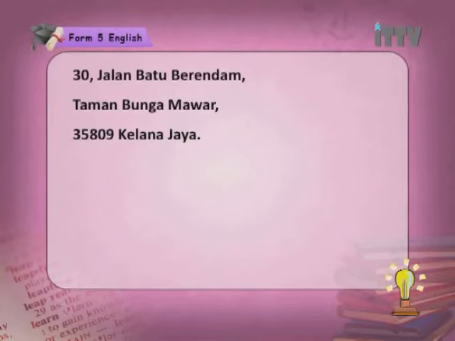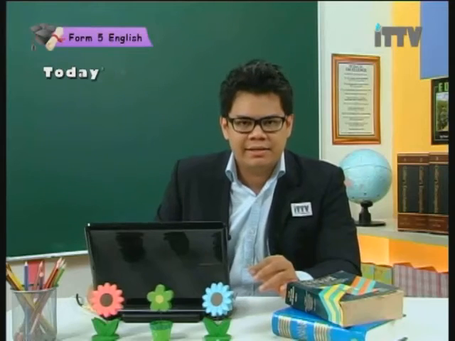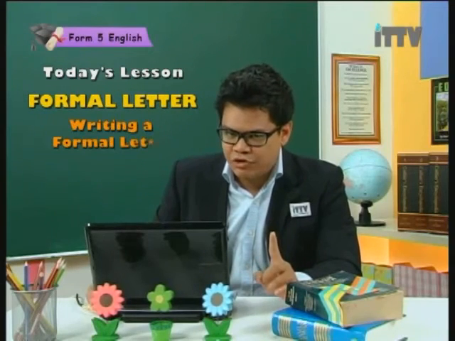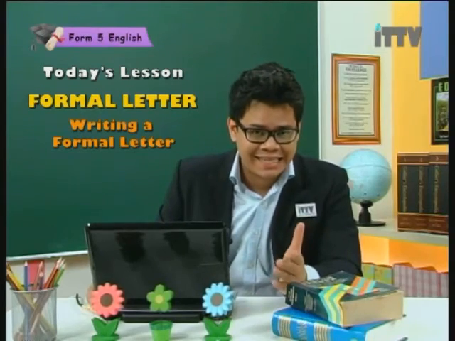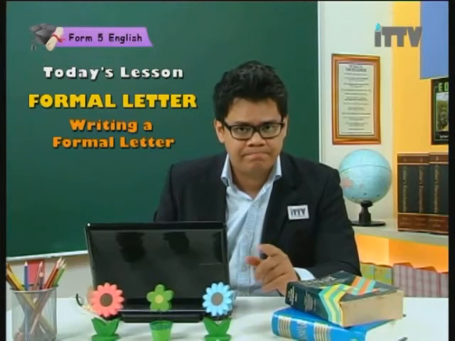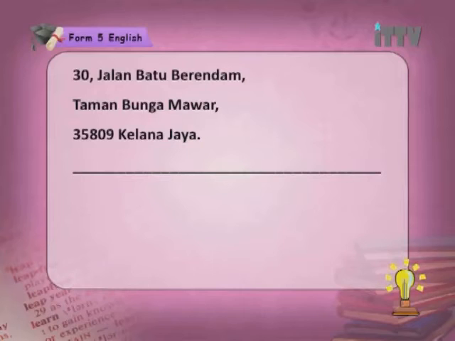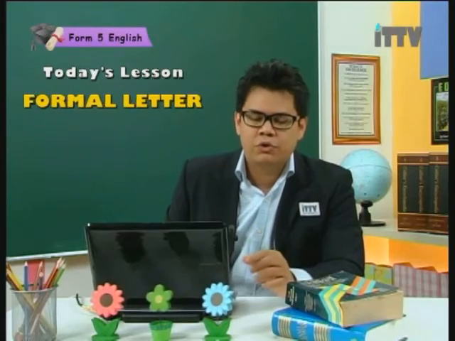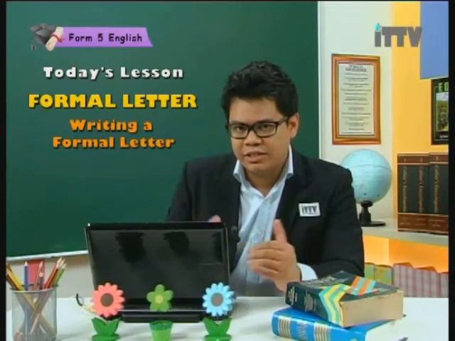First of all, 30, Jalan Batu Berendam, Taman Bunga Mawar, 35809, Kelana Jaya. This is the sender's address. The sender's address is on the left-hand side, right on the top. So format, very important to remember. Let's move on. We have a line. Again, this is part of format. You must have a line after you have written your address.